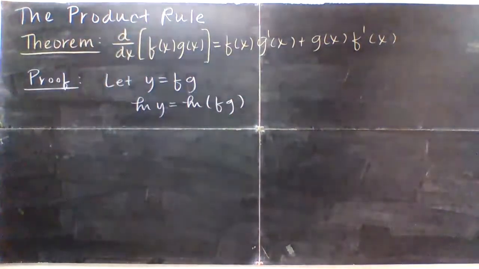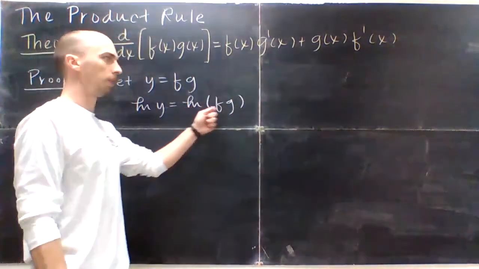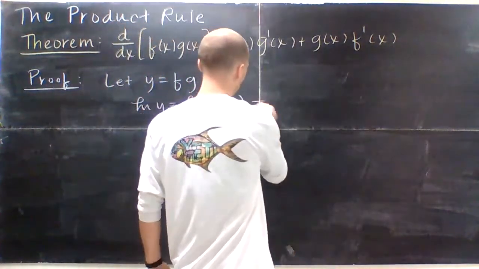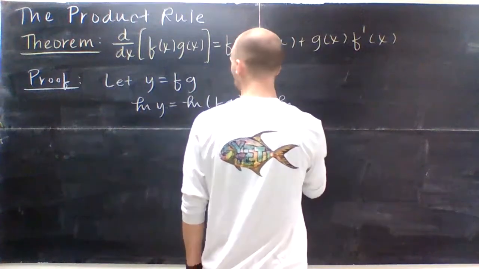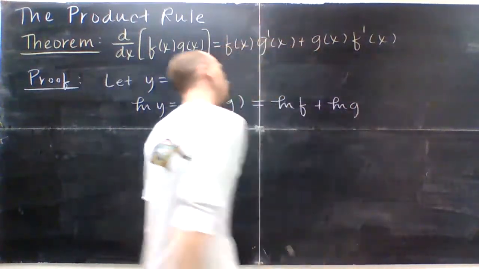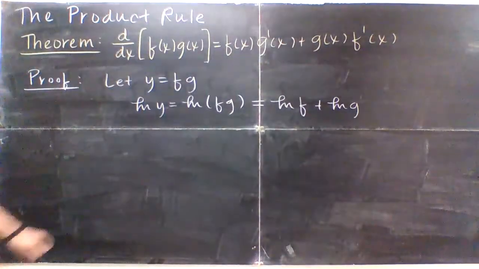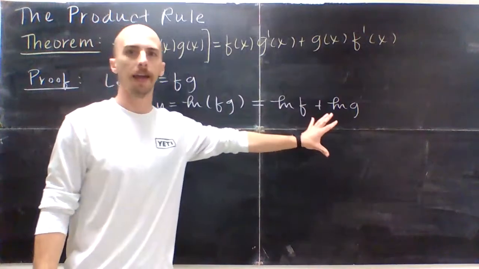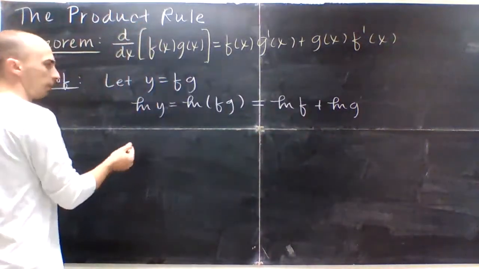And now I'm going to apply a log property. Remember, the log of the product is the sum of the logs. And so that's going to be equal to the log of f plus the log of g. And now I'm going to take the derivative of both sides of this equation with respect to x. Okay? And maybe I'll even write that in.